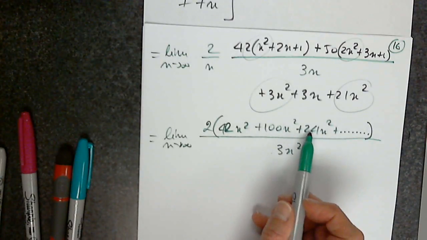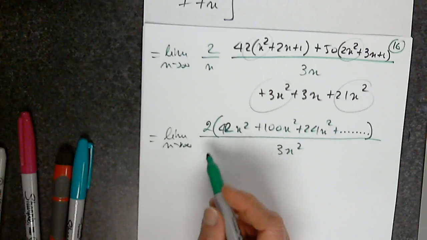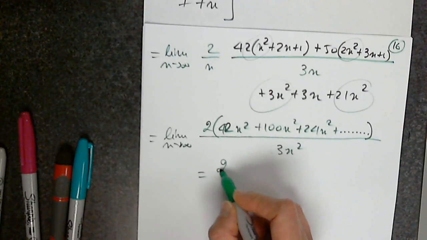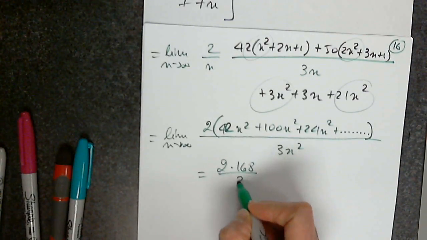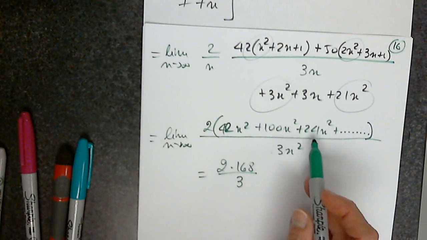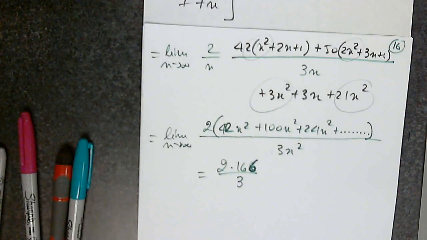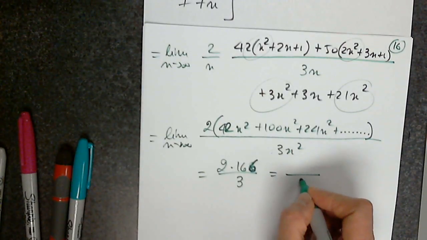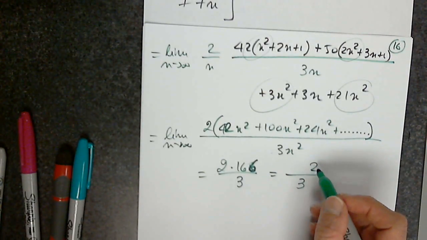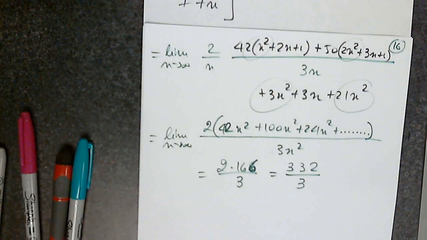So 42 plus 24 is 68, so 168 times 2. So the answer is 2 times 168 divided by 3. No, it's not 68. I'm sorry, it's 66. So 166 multiplied by 2. So this is 332 divided by 3.